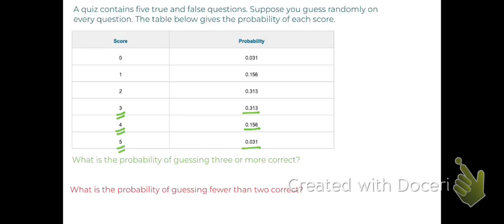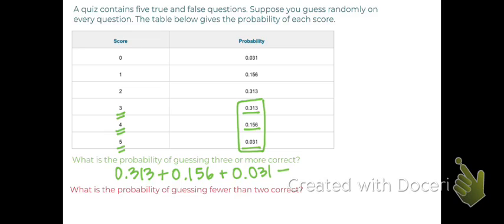I'm going to add the probability of guessing 3, 4, or 5 correct to get the total probability. And when I add these together, I get 0.5, or 50%. All right, let's look at the next one.